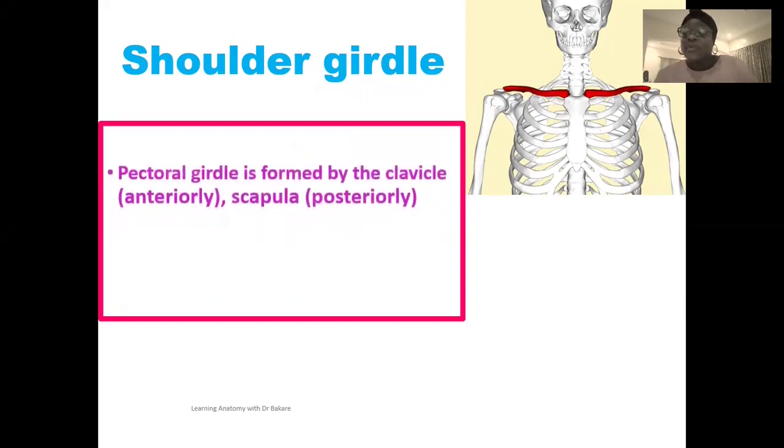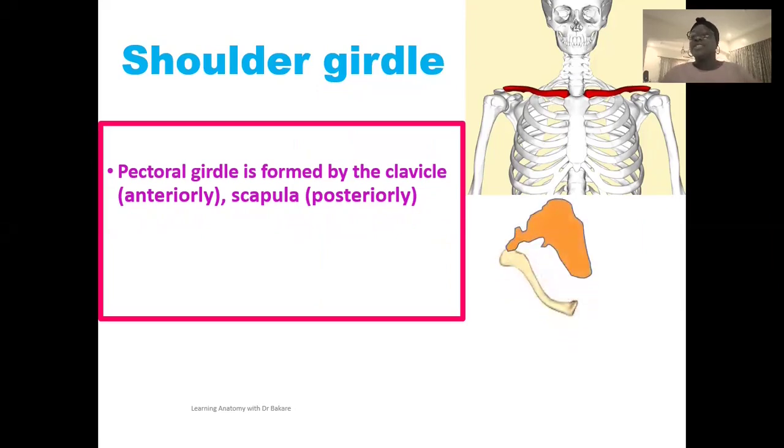The shoulder girdle is also referred to as the pectoral girdle because it is seen around the pectoral region, and it is formed by the clavicle and also the scapula. So you have the clavicle located in the anterior region, while we have the scapula located behind. And this is what is projected here in this lower image. So you see that the pectoral girdle is formed by the clavicle placed anteriorly and also the scapula placed posteriorly.